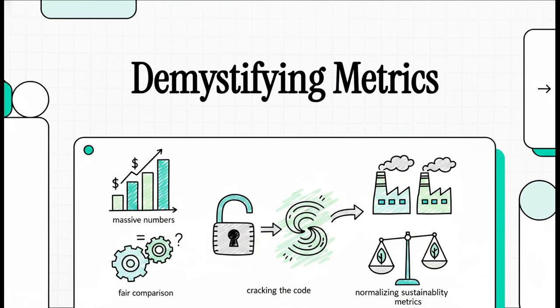Have you ever looked at a company's sustainability report? You see these huge, giant numbers for energy or water use, and it's hard to know what they really mean. I mean, how can you possibly compare a massive global corporation to a small local business? Well, today we're going to crack that code. We're going to talk about a super powerful technique called normalization.